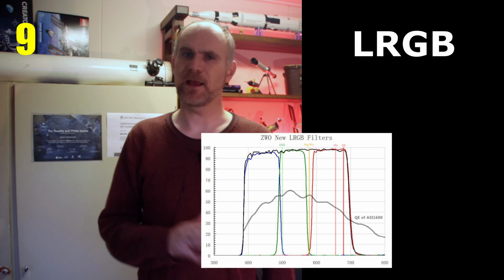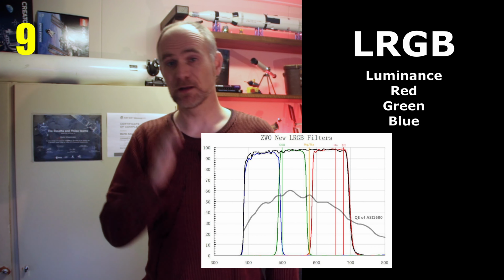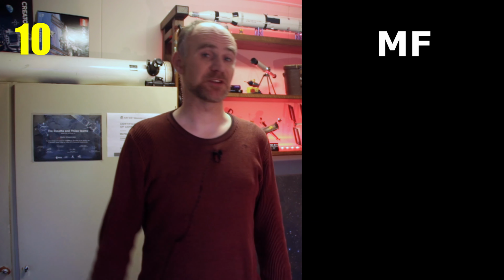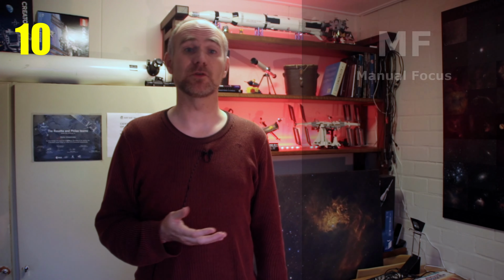LRGB is a bunch of letters referring to filters. L is luminance and RGB stands for red, green and blue. MF is another camera setting, but this time it is your friend. Manual focus. It will allow you to get the best focus, as generally autofocus is designed for daytime use.